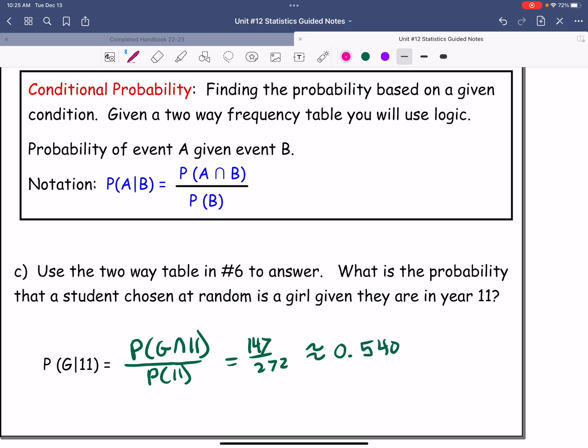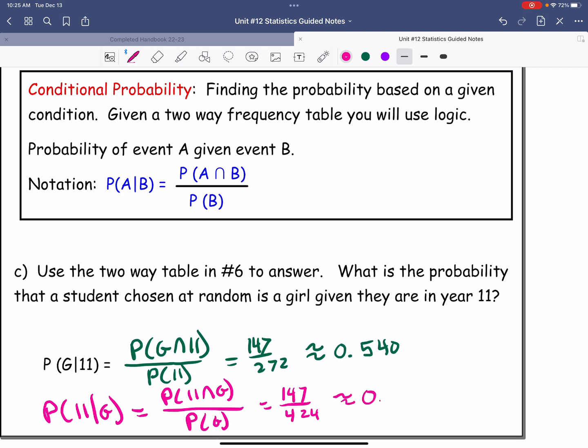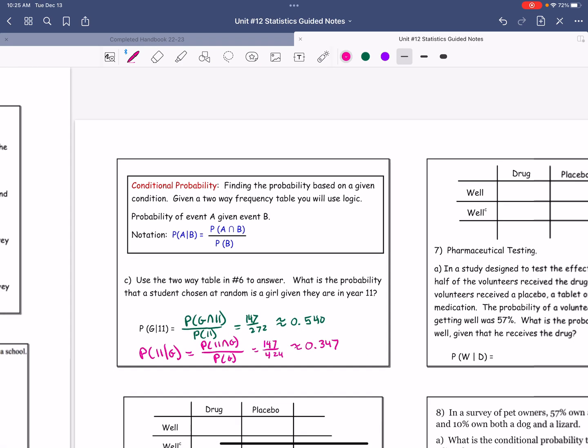And I want you to see that this changes. If we look at the probability of year 11, given that they're a girl, we're still going to look at the probability of year 11 and girl, but it's going to be divided by the probability that we're looking at a girl. So this would be 147 still, out of the probability of picking a girl, 424, which gives us about 0.347. So it is a little different when you change what you are given.